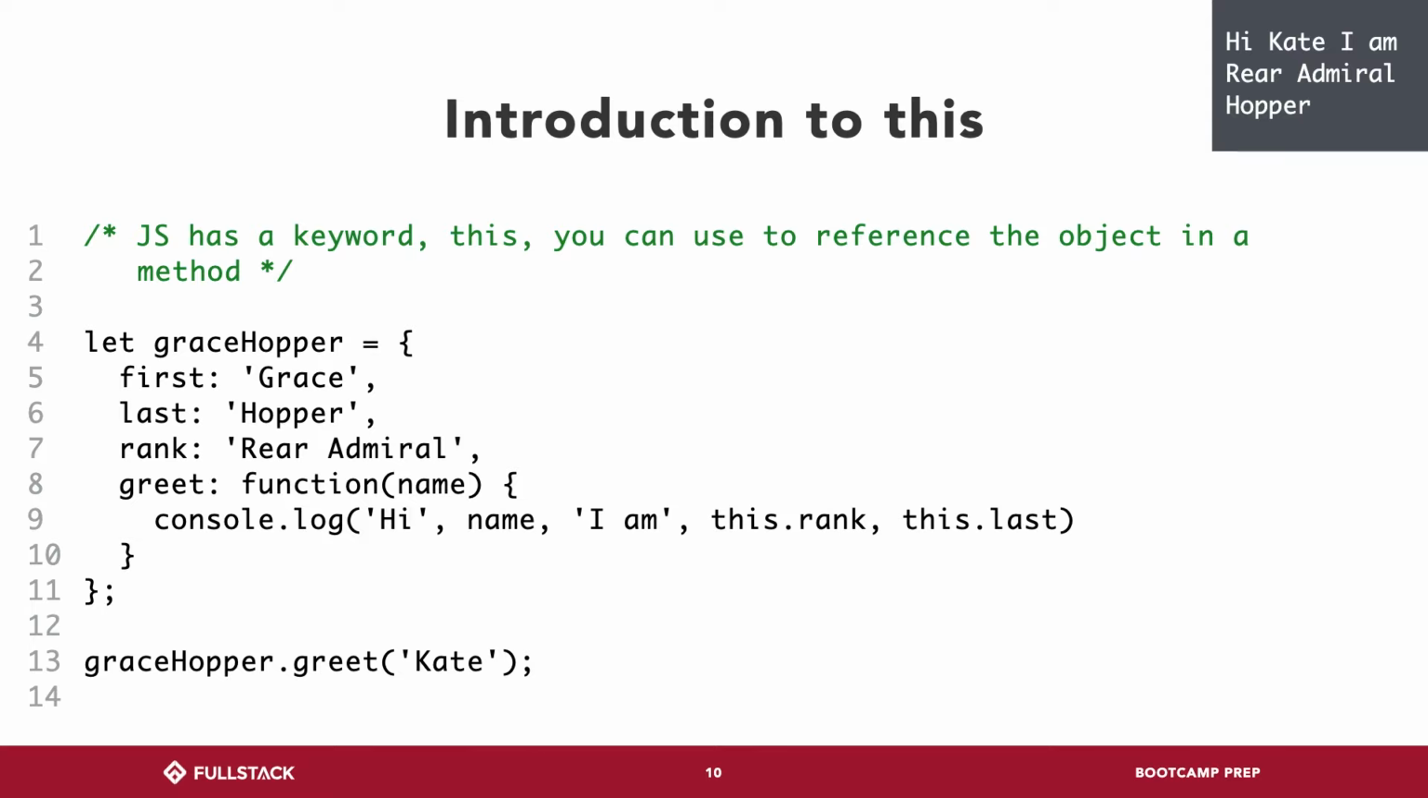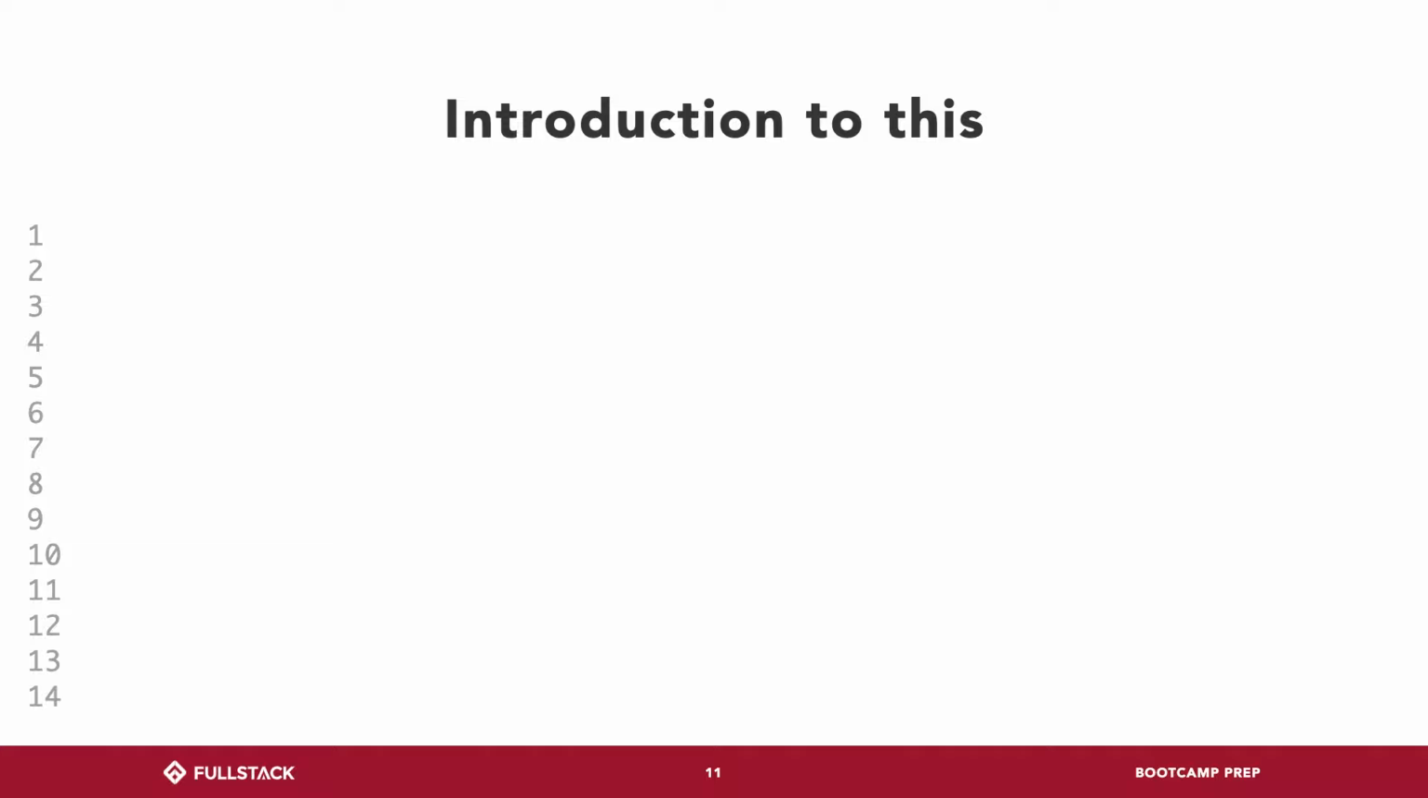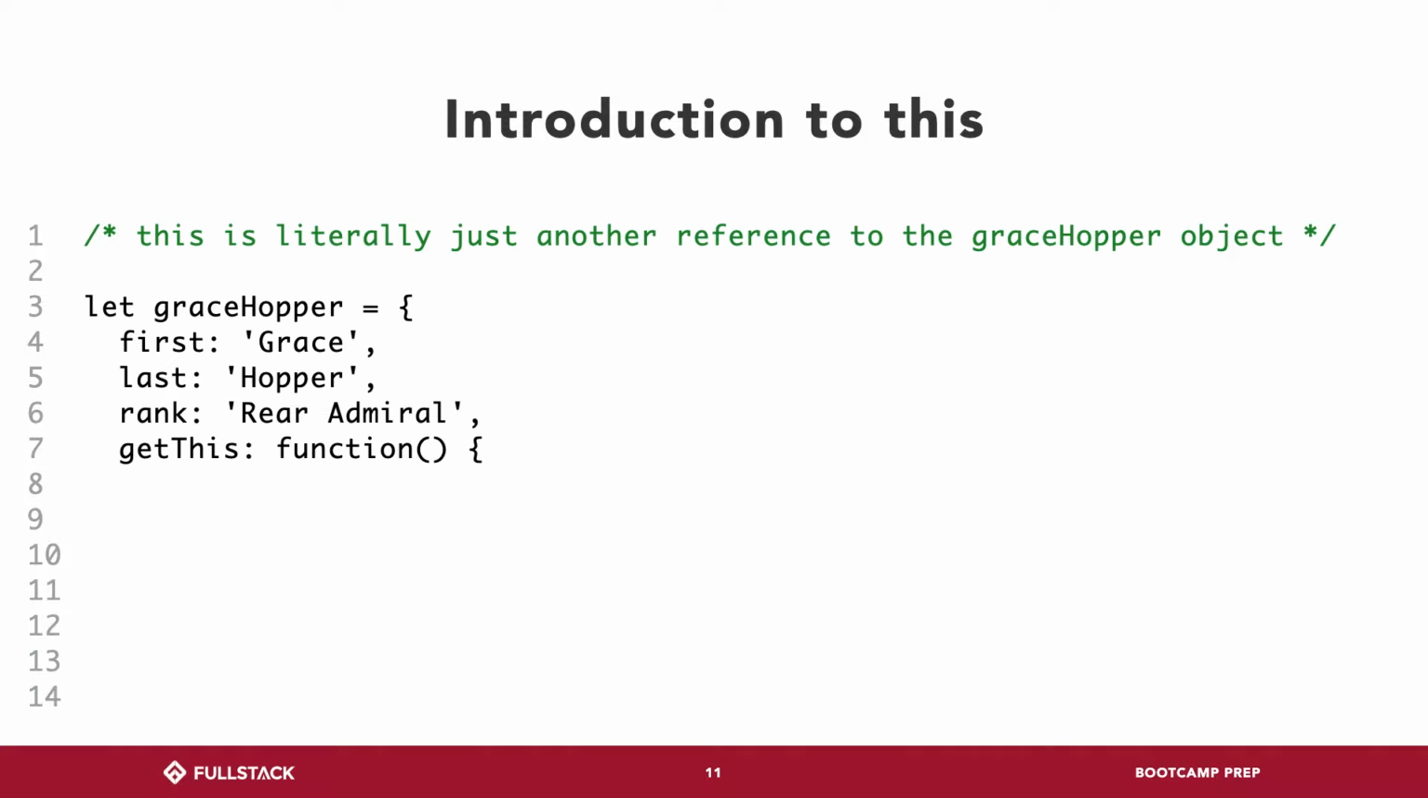That's pretty much all I want to give you as an intro to this, okay? Because this gets super complex. I personally don't know everything there is to know about the this keyword. There's a lot to it, but it's very powerful, and you will see that later on, okay? Otherwise, if you console log this here, you would get the Grace Hopper object, like I showed you with the fellowship example, right? This is literally just another reference to the Grace Hopper object.